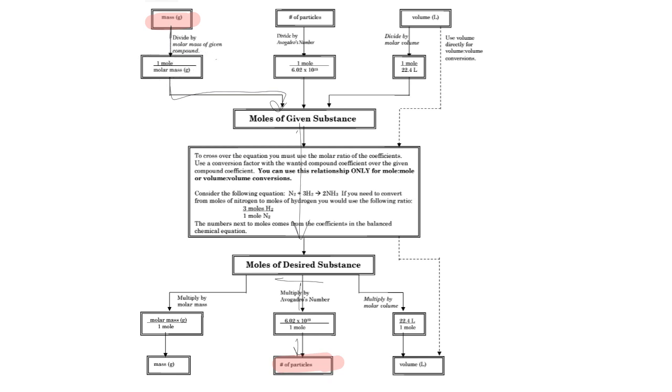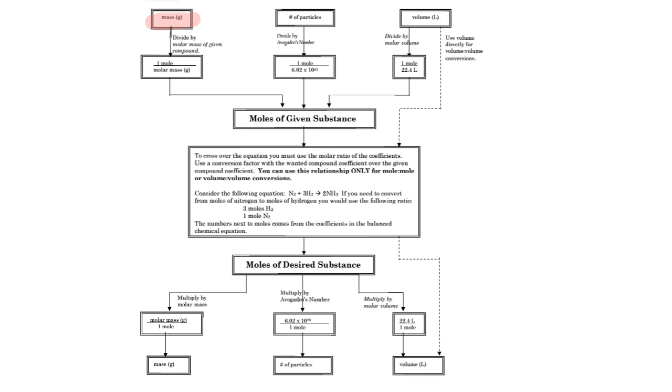If you are given moles at the beginning, you would start here. Let's say you want to end at volume. Well, you would go to here. So then what you would do is cross over the equation using the coefficients. Then you use this conversion to get to volume.